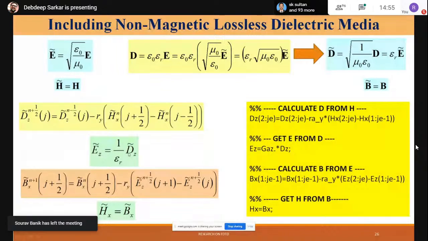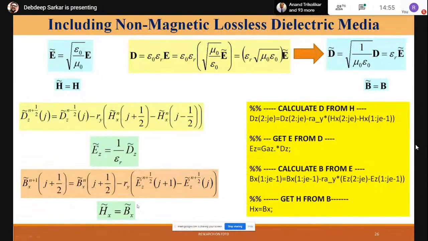Since these are normalized quantities, we also need to define the normalized flux density. The flux density normalization is done by the square root of 1 upon mu naught epsilon naught. This is how the flux density is normalized, so that the normalized flux density and the normalized electric field are proportional by the simple relative dielectric constant. For free space it will become 1, but if it is in another medium, you can make it 4, 10, anything like that. And loss, I am not considering it to be complex at the moment.